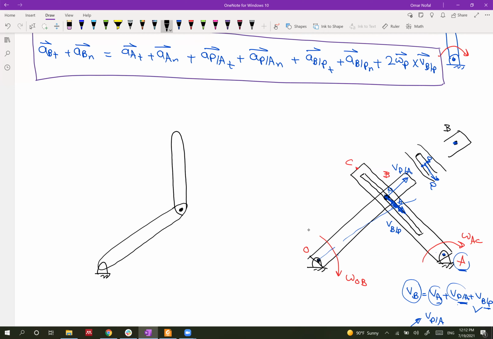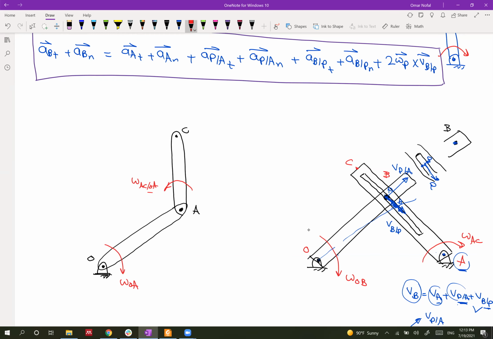So we have these two bars. The bend has a fixed axis rotation here. This is point O, this is point A, this is point C. Omega OA is moving this way, and this body is making another omega with respect to the other body. So this is omega of AC with respect to OA.